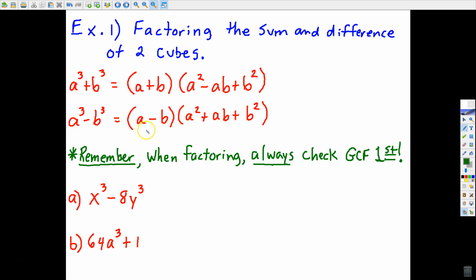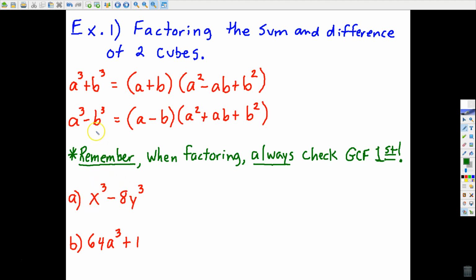It's always important, as you can see here in my green statement, no matter what kind of factoring you're doing, you should always look for a GCF first. That should be the first thought that crosses your mind when you are doing any type of factoring. So with that said, let me give you some examples of factoring the sum or the difference of two perfect cubes. So letter A, first thing I'm going to do, as my green statement says, I'm going to look for a GCF, but I don't see one.